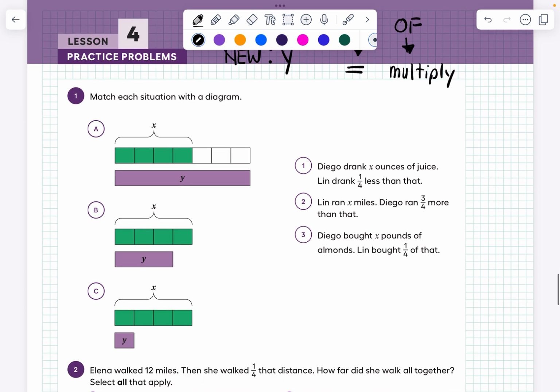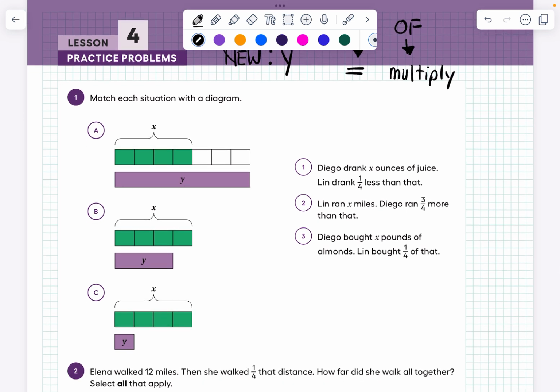So on number 1, it says match each situation with a diagram. The first thing I want to do is take a look and see which variable is smaller. I see that X is smaller than Y. I also see that it's been cut up into 7 pieces and X is 4/7 of Y. So I'm going to say X is 4/7 of Y.